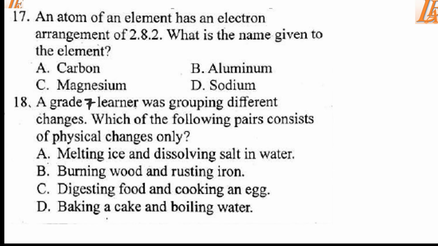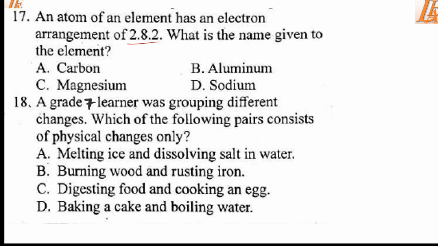Then question 17, an atom of an element has an electron arrangement of 2, 8, 2. What is the name given to the element? So here we have the electron arrangement. But before we give the name of the element, it's very important for us to know that we use the electron arrangement to determine the number of protons of the element. And the number of protons of the element, which we call atomic number, is the chemical identity of that element.